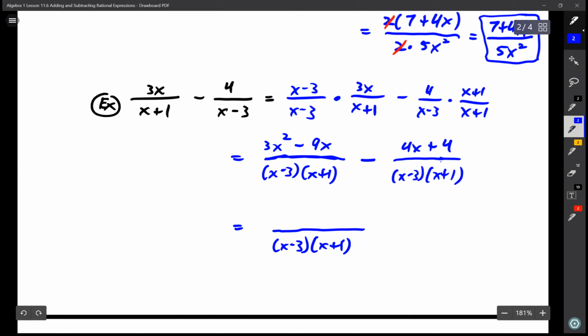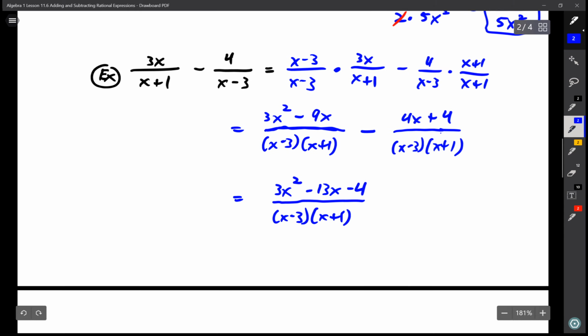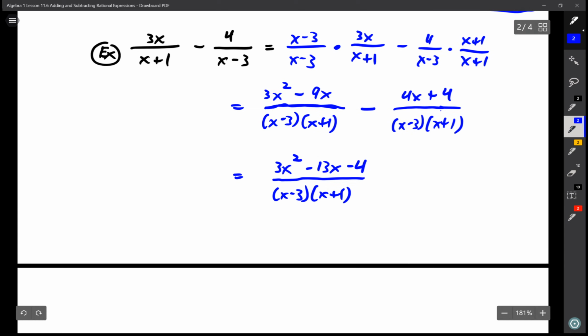My numerator is going to be a 3x squared. There's no other x squared term to combine with. Now I have minus 9x minus 4x. So that's going to become minus 13x. And then I have minus a positive 4, which is just minus 4. All right, now we need to see if the top can factor. I'm not quite sure it can, but I'm going to work over here on the left-hand side.